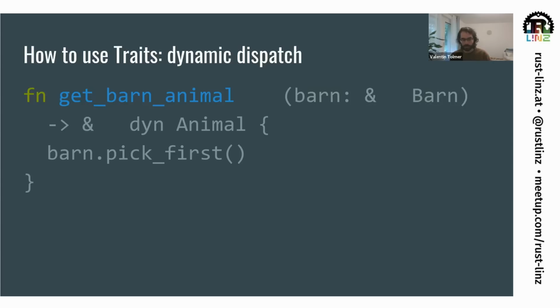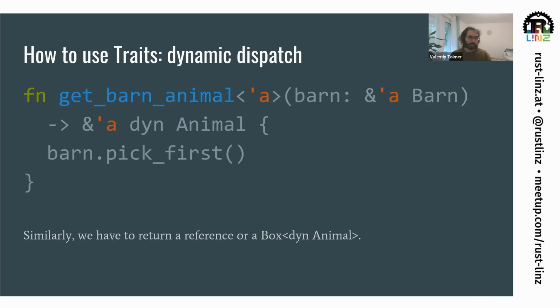I left some blanks in the function definition because if you've played with Rust a little bit, you've run into lifetimes. I just wanted to say that here the lifetimes are also relevant because it's a reference that we're taking and returning. So here we're implicitly constraining the lifetime of the returned animal to the lifetime of the barn. And as in taking arguments, you cannot return a value of an animal. You have to return a reference or a box.